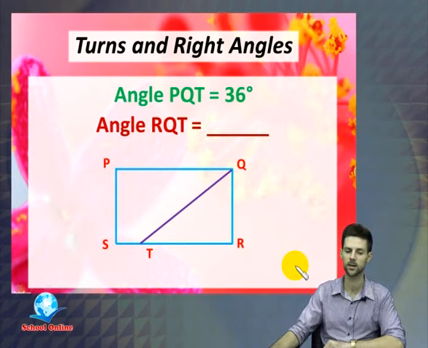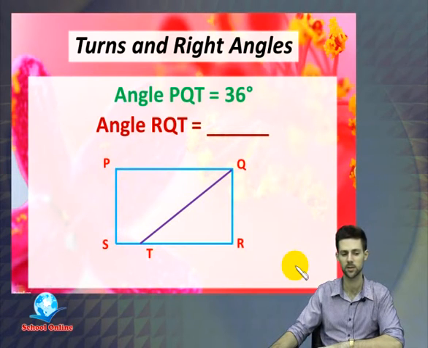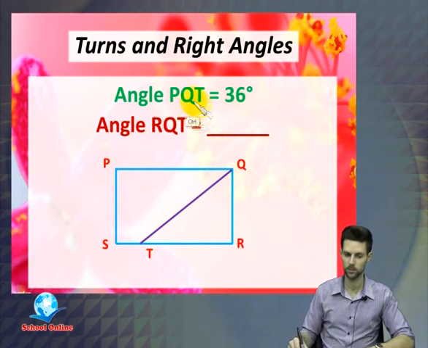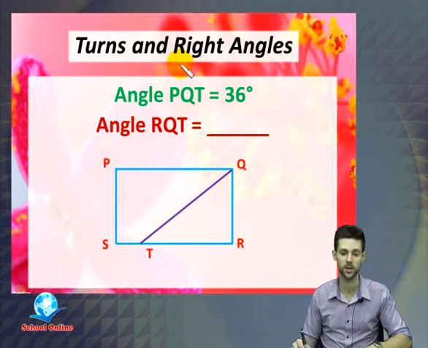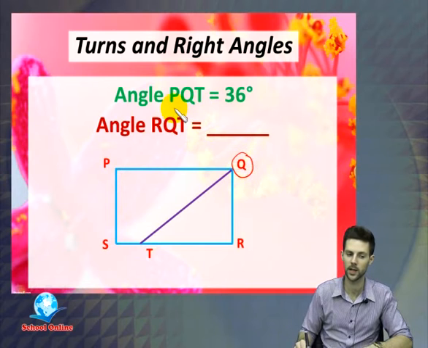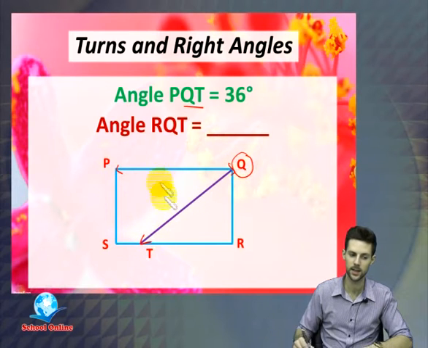Angle PQT on this rectangle equals 36 degrees. What is angle RQT? Well, let's find angle PQT first. So we look for Q, because that is in the middle. Q is here. Now we look for line PQ, this line. So from here to here. Then we look for line QT, Q to T, here to here. So we are measuring this angle, and this is 36 degrees.